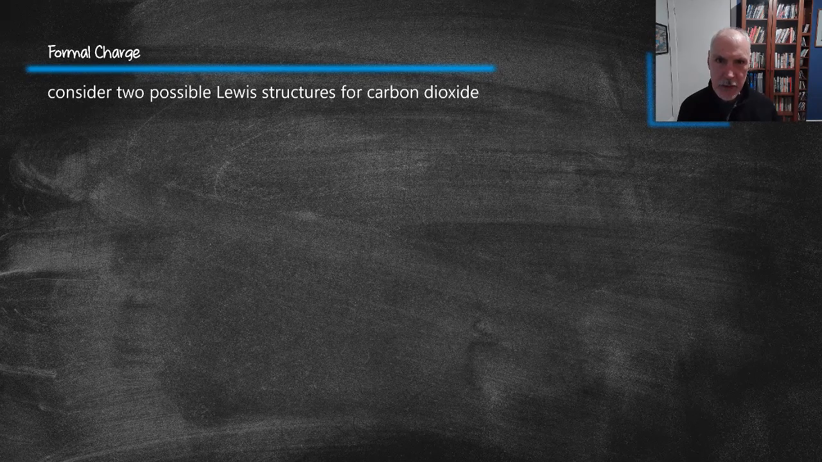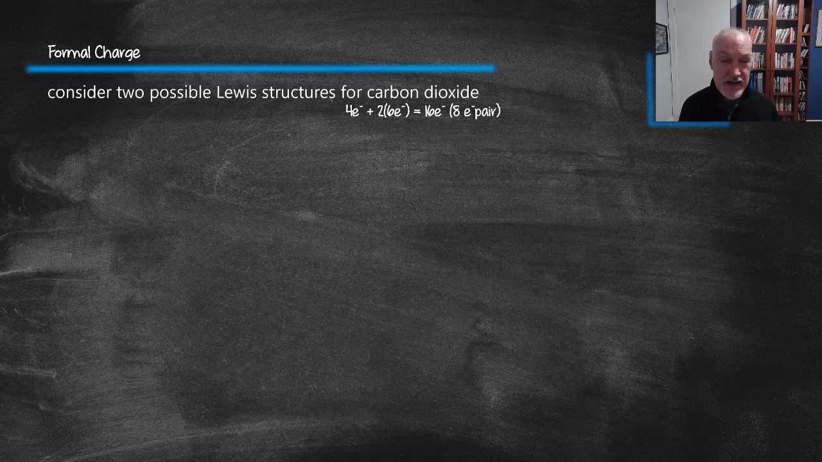This program is going to explore formal charge. To begin, let's consider some Lewis structures for carbon dioxide. How many electrons do we have in the diagram? Carbon gives 4, and the two oxygens at 6 apiece give us 16 electrons, or 8 pairs.